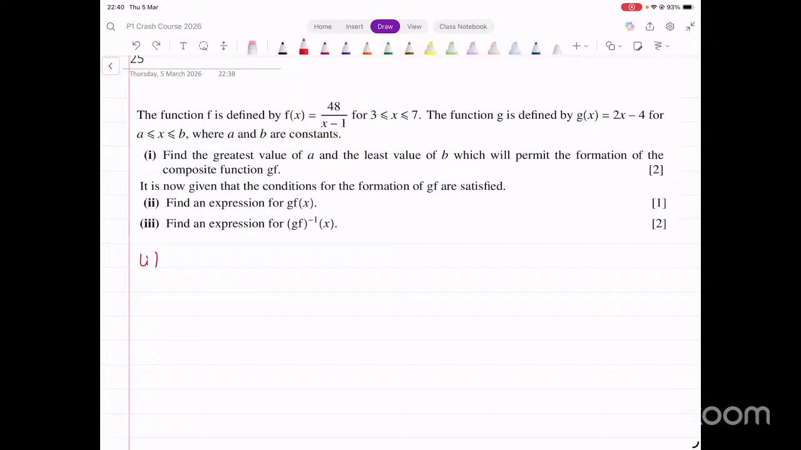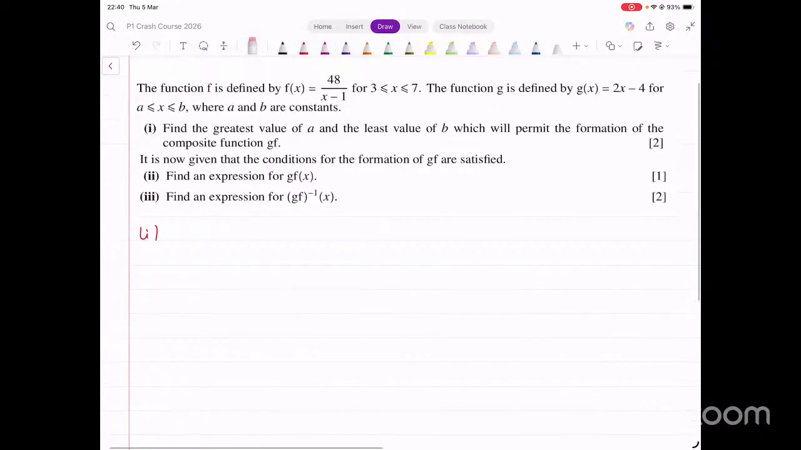The function g is defined by g of x equals 2x minus 4 for x between a and b. Find the greatest value of a and the least value of b, which will permit the formation of the composite function gf. Okay, composite function gf. Remember the condition that we have for composite functions? What's the condition for being able to form a composite function?